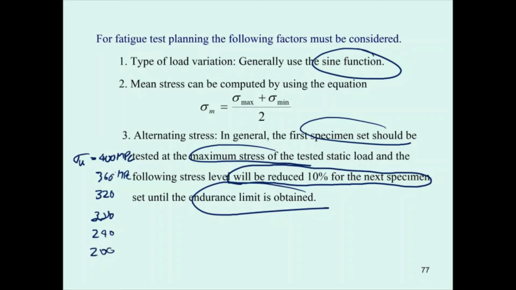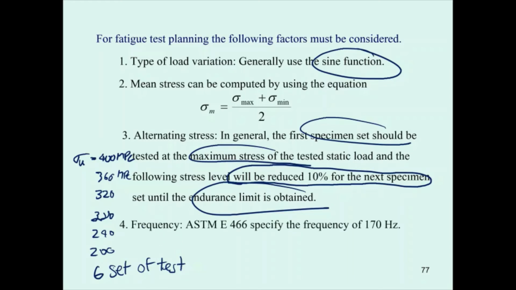That means you're going to test 1, 2, 3, 4, 5, and 6 sets. Okay, 6 sets of tests, and each set will contain about 3 to 5 specimens. That means if it's 5, you're going to test 30. If it's 3, you're going to test 18.